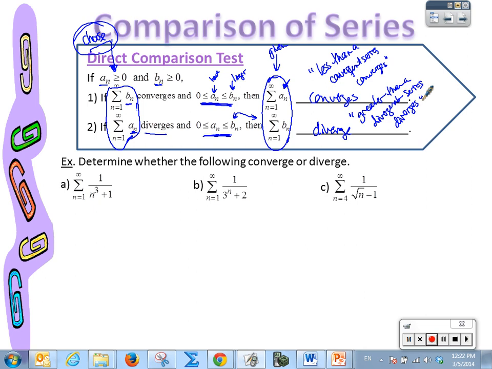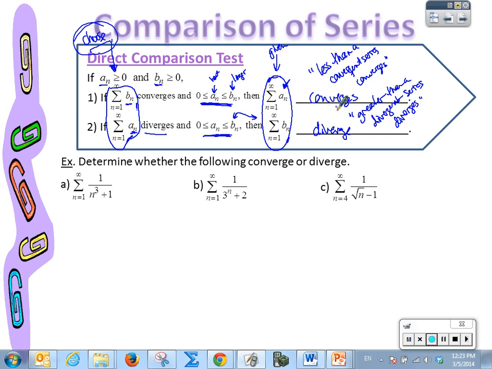So the goal with this test is to find a series that's comparable that you know stuff about, compare them, see which one is larger, and then this gives us our results. Now, there will be times when we can't use this test. There will be times when we choose a convergent series and it's actually smaller than the one that we picked. We can't use the test in that case. Okay, so there will be cases where the test doesn't work. If the test doesn't work, you pretty much have to throw out the test and try something different. Okay. So, let's practice.